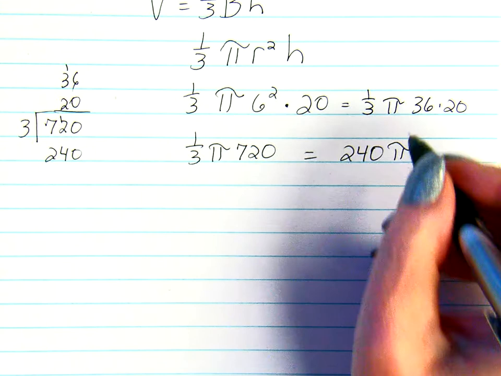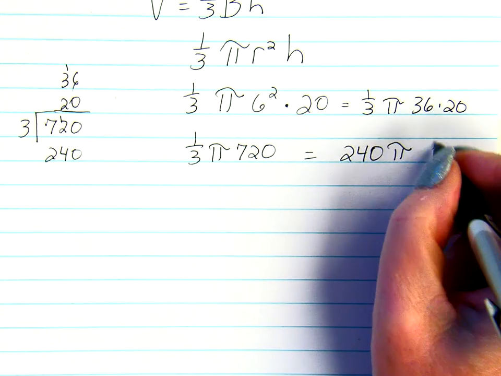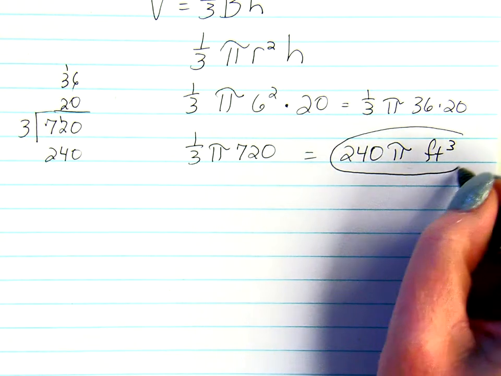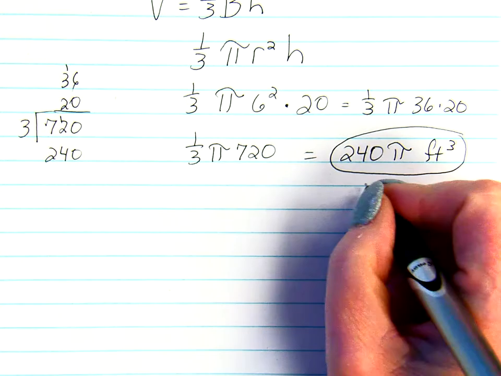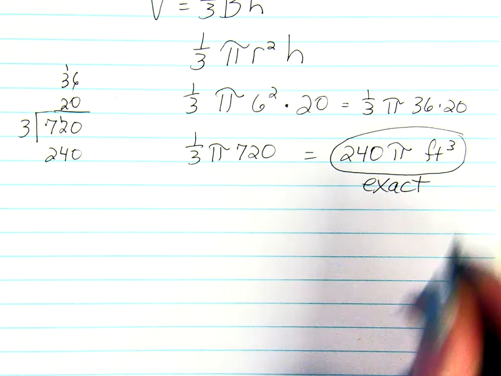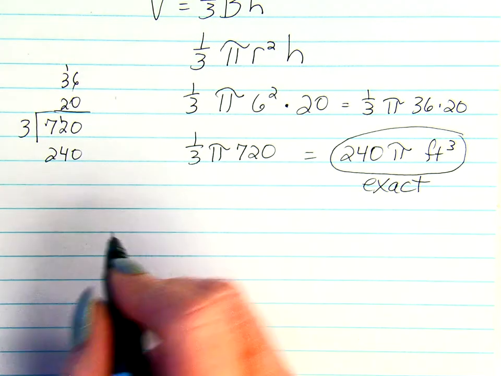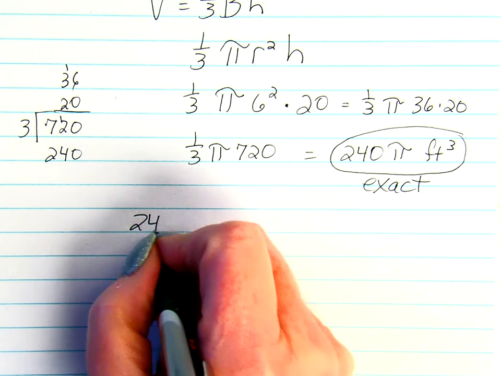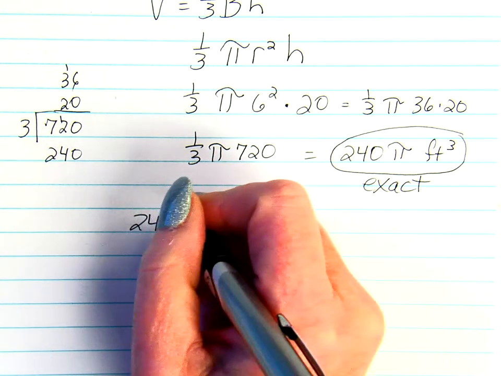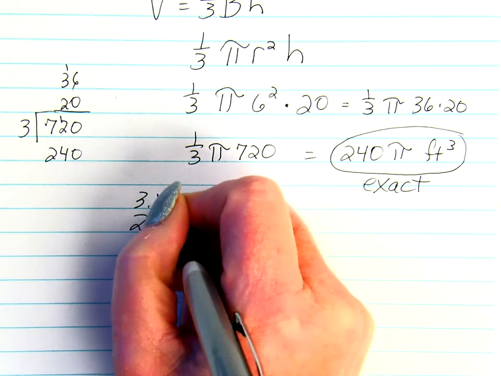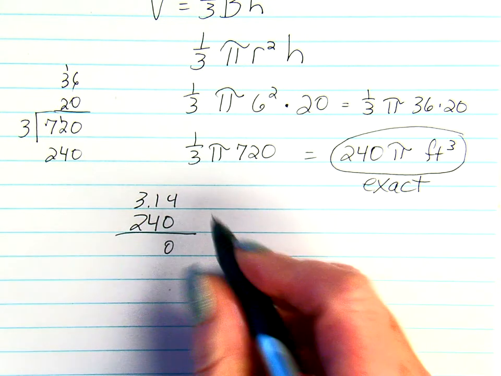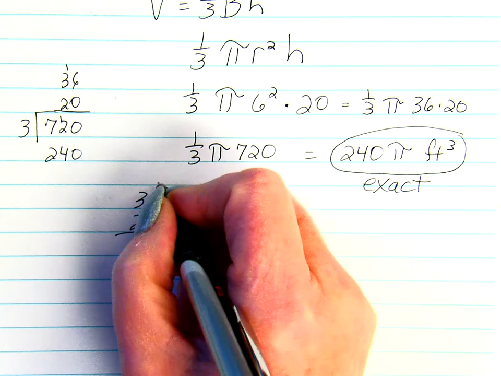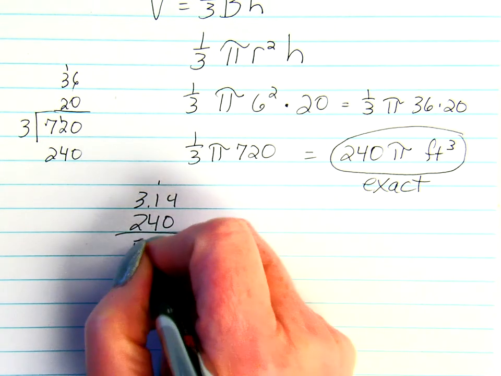Now remember this, if I were to put feet cubed here, this is my exact volume. Okay, this is exact. But we're going to work out our approximate. So that's going to give me 240 times 3.14. Let's put the 3.14 up above. That way, I only have a couple of numbers that I have to multiply. So that's 16, 4 and 5, and 12.